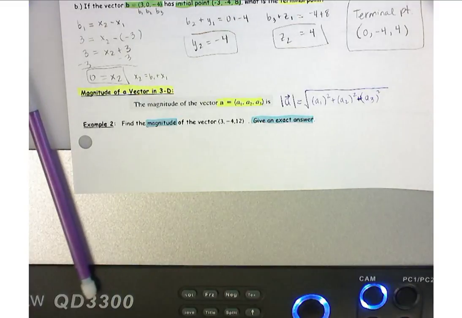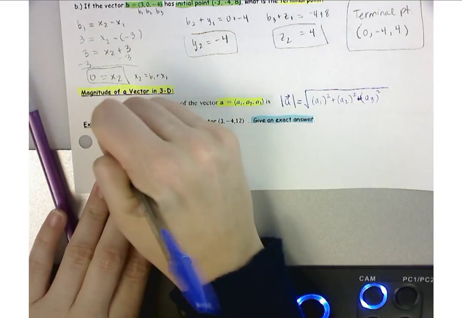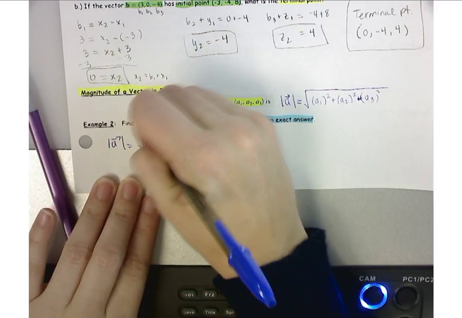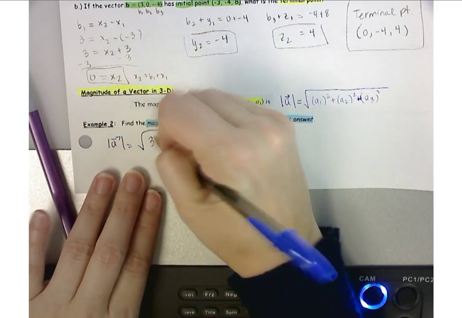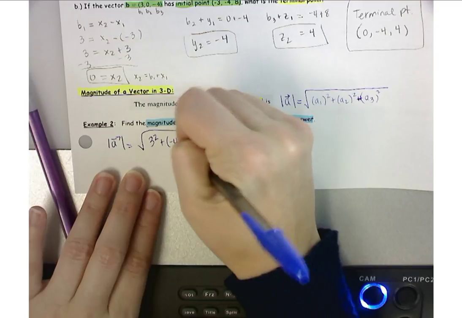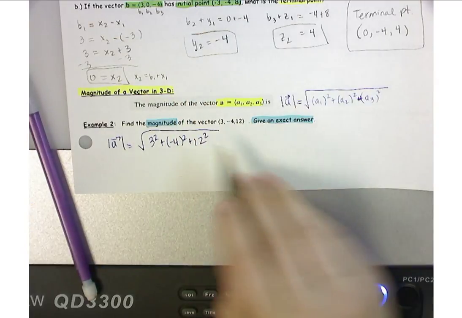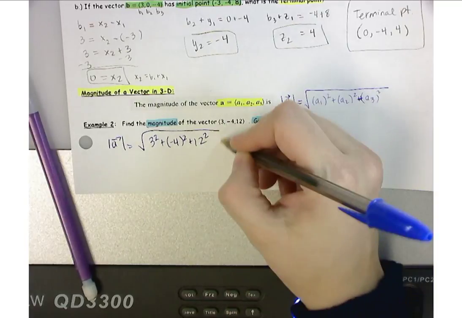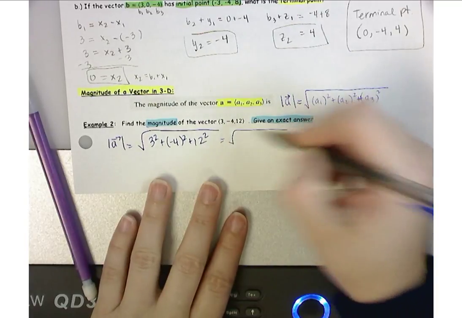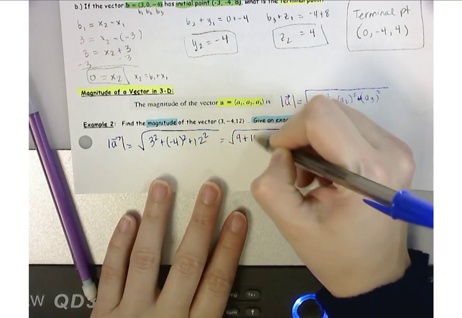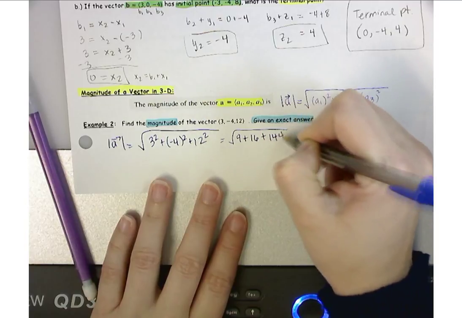So to find the magnitude of vector A, I'm going to do the square root of 3 squared plus negative 4 squared plus 12 squared. Okay, so each one of those components. So 3 squared is going to be 9, 4 squared is 16, 12 squared is 144.